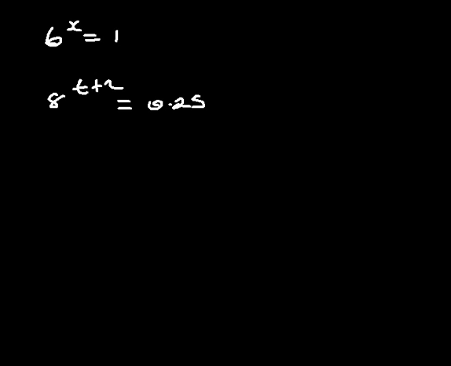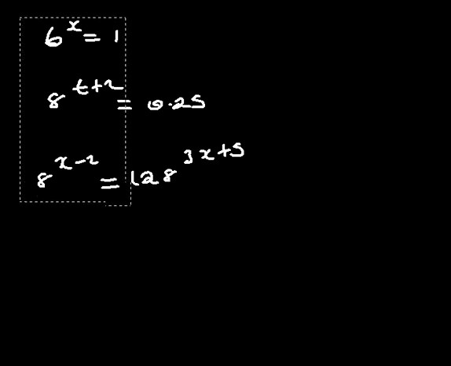And also, if we have 8 to the power x minus 2, which is equal to 128 to the power 3x plus 5, we have to solve for x at that point. So try that one, and also let's look at the following cases as well.